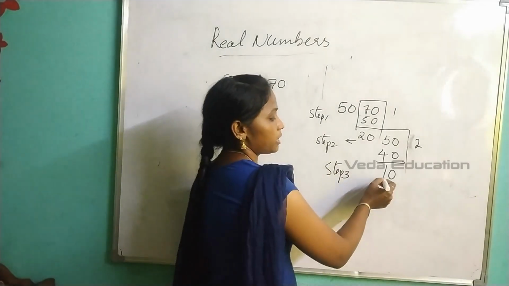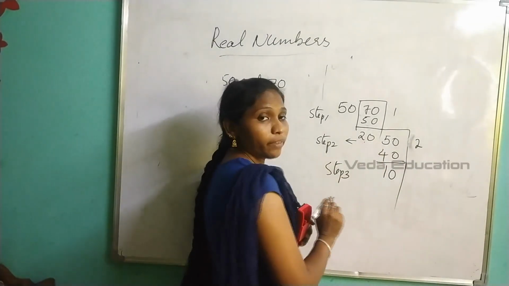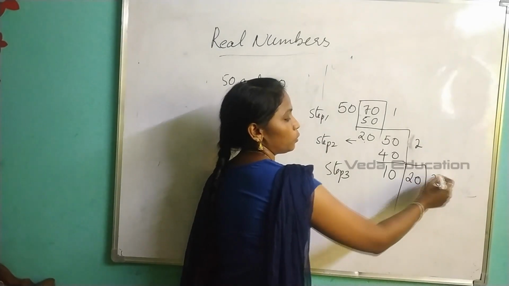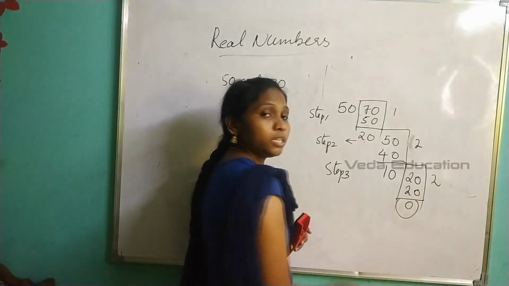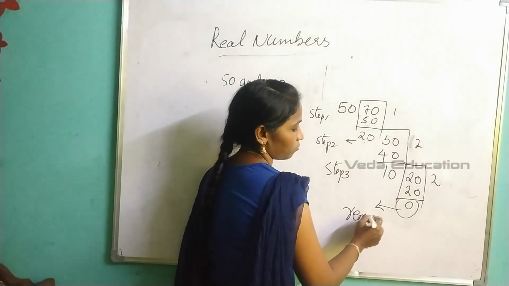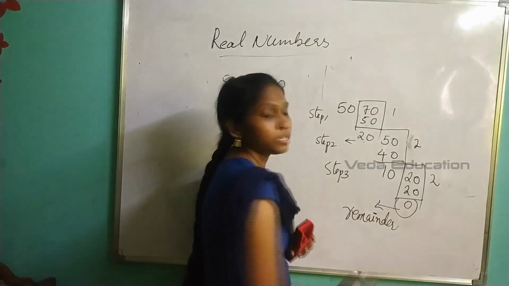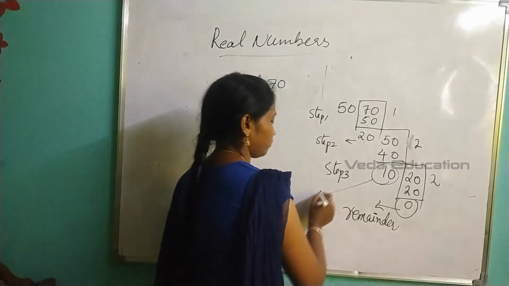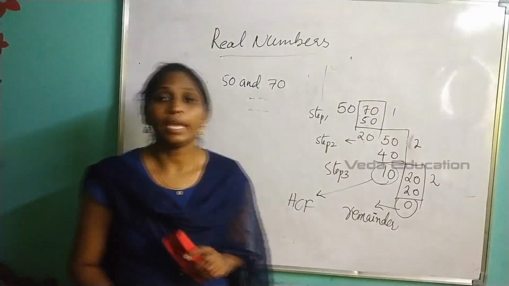Now this remainder becomes divisor, and this divisor becomes dividend. And how many times? 2 times. 20. And we got here 0. Where we got remainder as 0, that divisor we consider as a HCF.